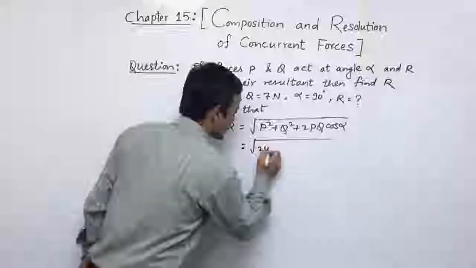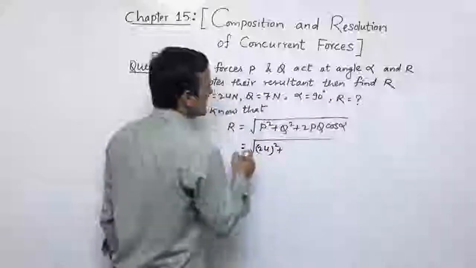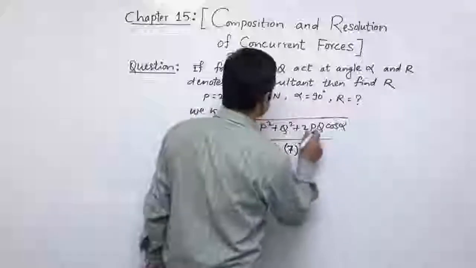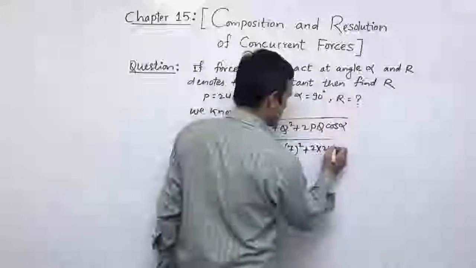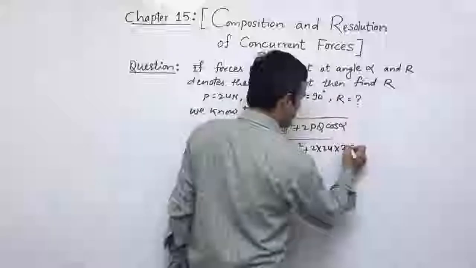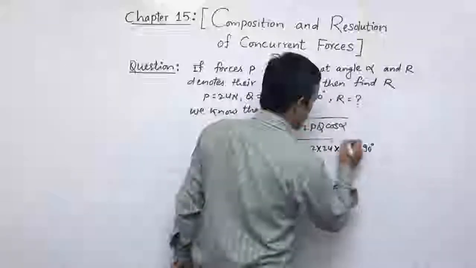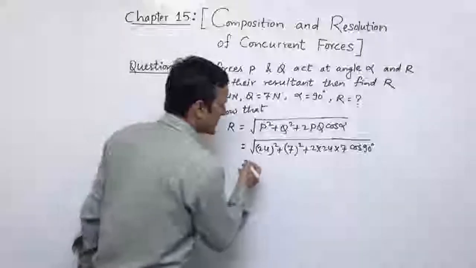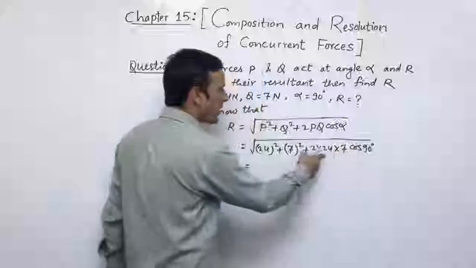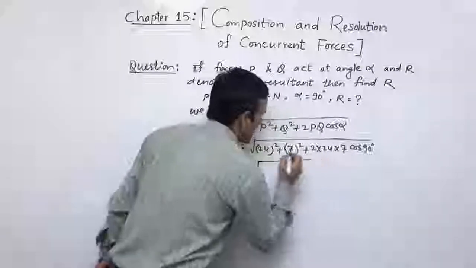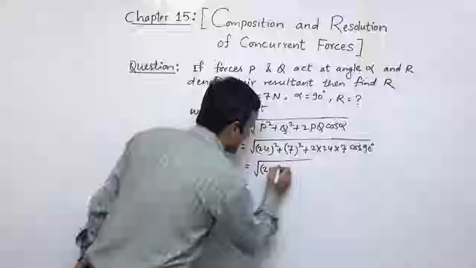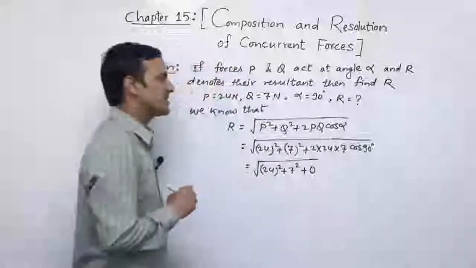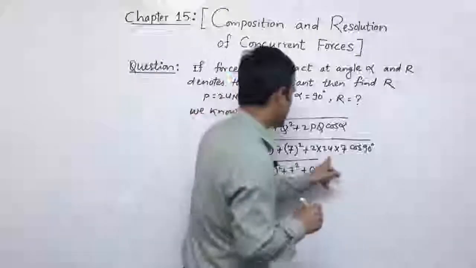So P means it is 24, so it is 24 square. Q square means it is 7 square. And 2 times P, 24, Q is 7, and cos alpha means cos 90. After solving this, cos 90 means it is 0, so all the elements with cos 90 become 0. And here 24 square plus 7 square plus 0.